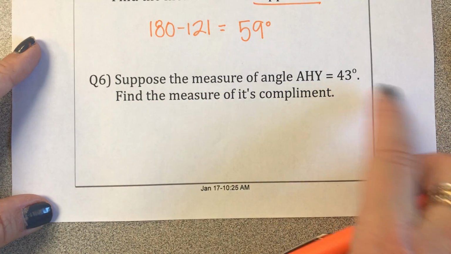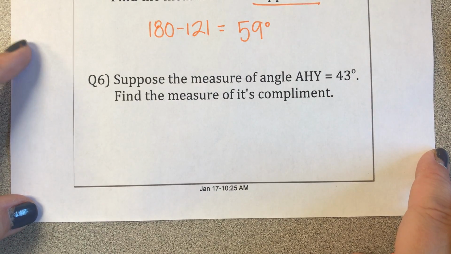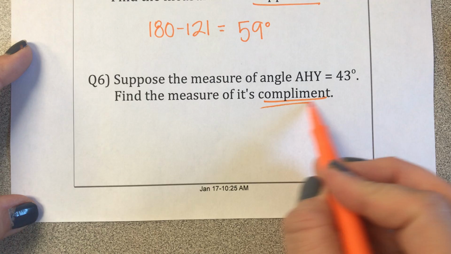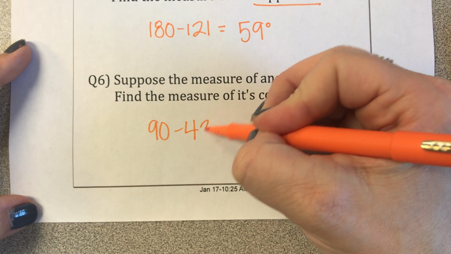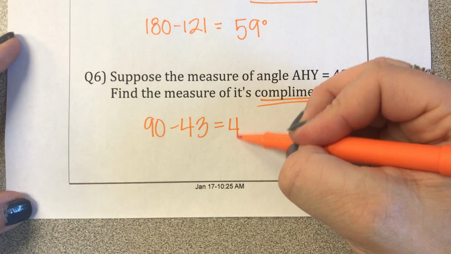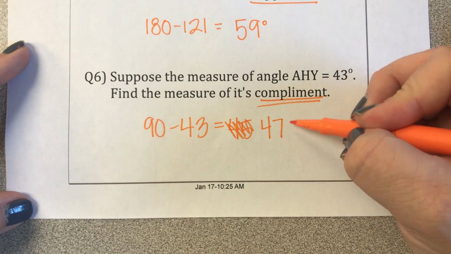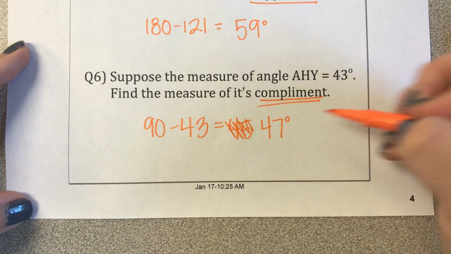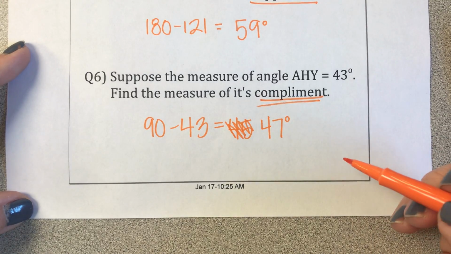So suppose the measure of angle AHY is 43 degrees. Find the measure of its complement. Complementary degrees add up to 90. So 90 minus 43, you can type it into your calculator, is 47 degrees, because when you put 43 and 47 together, they make 90.